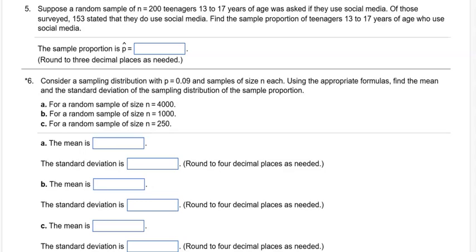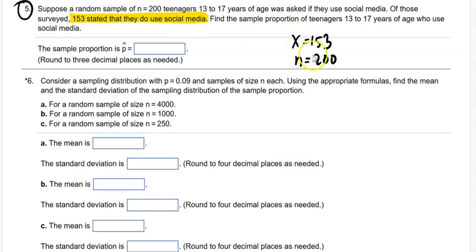Part question number 5. Suppose a random sample of n equals 200 teenagers, 13 to 17 years old, was asked if they use social media. Of those surveyed, 153 state they do use social media. So here 153 is the number of individuals with the given characteristic. Here x equals 153. Out of n, how many? 200 say they use social media.